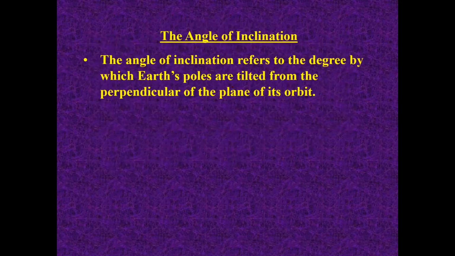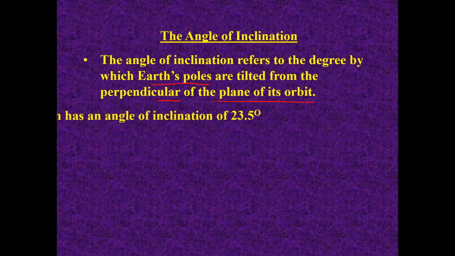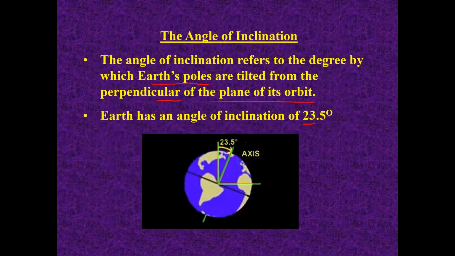Angle of inclination refers to the degree to which the Earth's poles are tilted from the perpendicular of the plane of its orbit. And it's 23.5 degrees. So let's go through this here. So here is my Earth, and this is the orbit. It's spinning around its axis, okay? So that's the axis, and it's tilted at 23.5 degrees, this way. And that's what that diagram is showing.